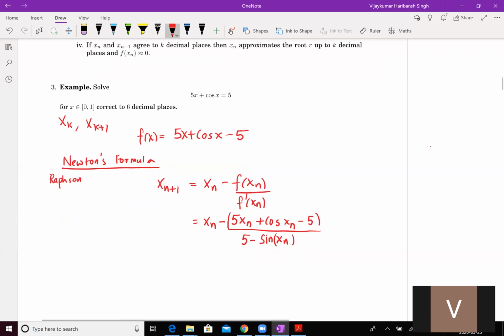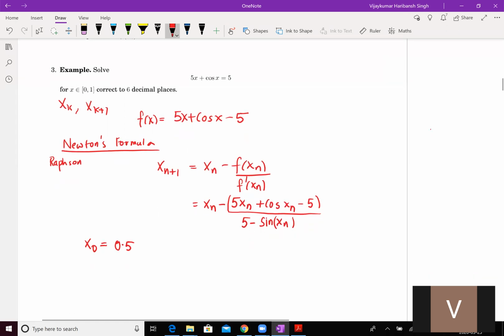Okay. So now you have to start with the choice of x0. Now you're not given x0, right? But you're told to solve this for x belonging to [0, 1]. So the root must lie inside this, isn't it? So let's take x0 to be something in [0, 1]. What inside [0, 1]? It doesn't matter. All right. So choose anything inside [0, 1], and let's say x0 to be 0.5.